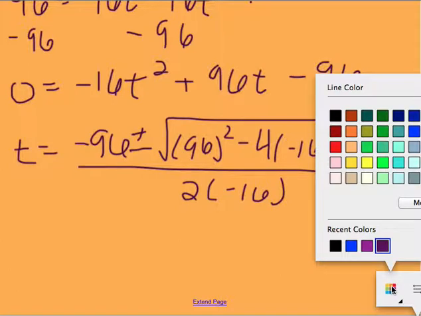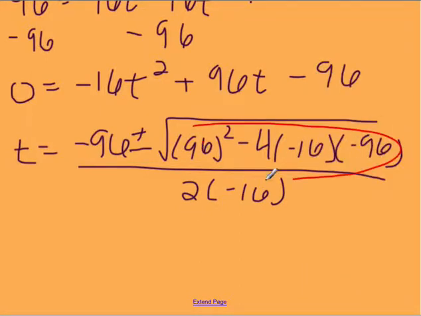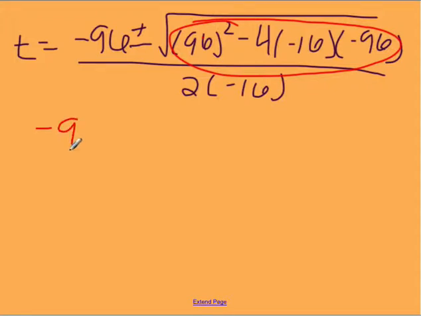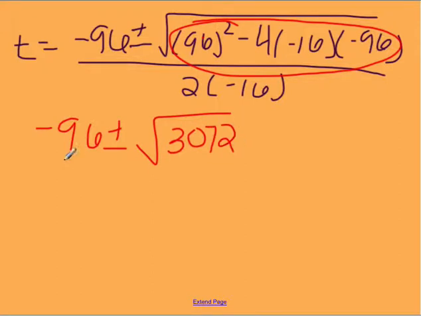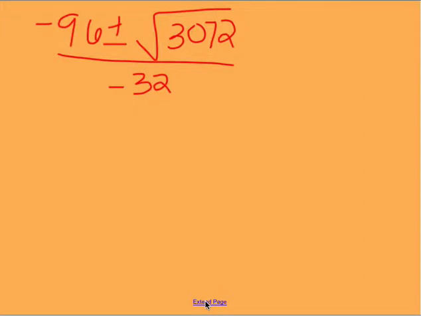So next, let's simplify underneath the radical. So we're going to simplify that guy out first. So I'm going to type that into my calculator, the 96 squared minus 4 times negative 16 times negative 96. When I type that in my calculator, I end up getting 3,072. And that's going to be divided by a negative 32. So now I'm going to go ahead and create my two versions.